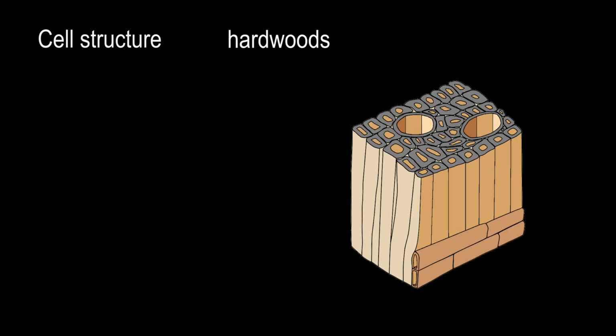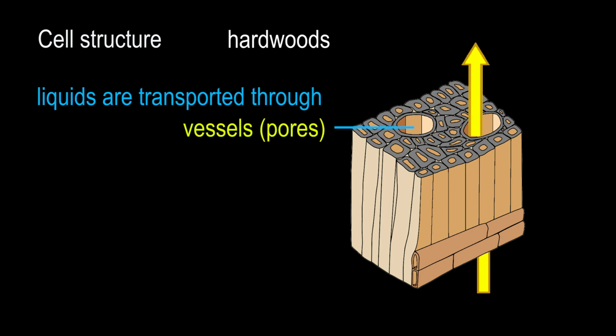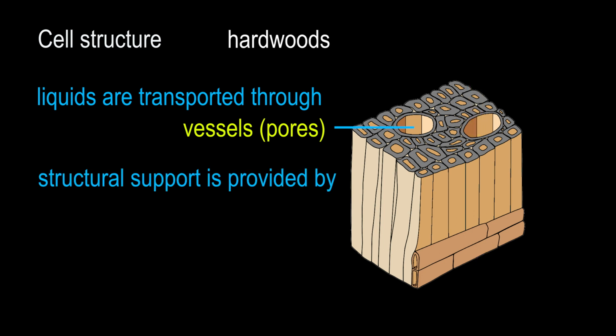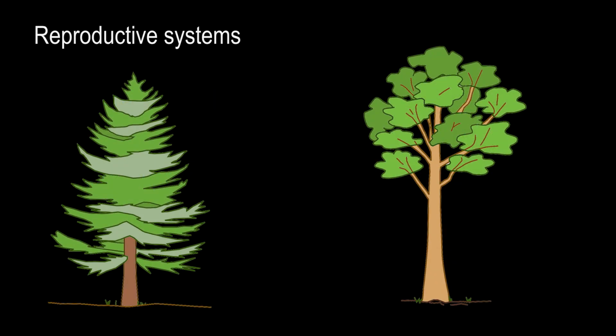Hardwood trees have a different cell structure in the xylem tissue. Liquids are transported through vessels, also called pores, which are arranged vertically to form columns. Structural support is provided by the surrounding fibers, which make up the bulk of the wood. Fibers have very heavy cell walls and cavities that are generally too small to allow the movement of liquids. The ray parenchyma perform a similar function to the ray cells in softwoods, storing unused food supplies and allowing the movement of liquids sideways. Now let's look at the reproductive systems of softwood and hardwood trees.